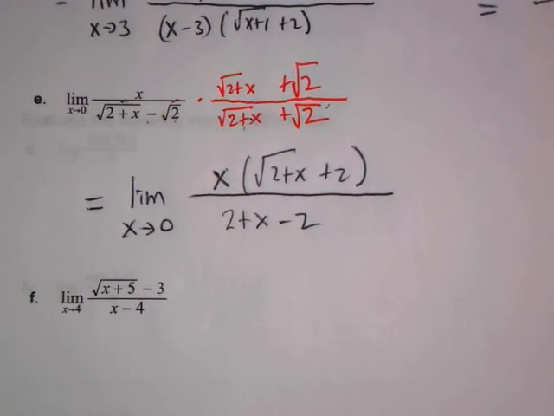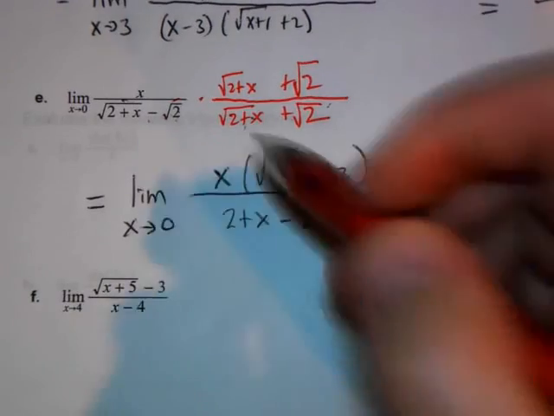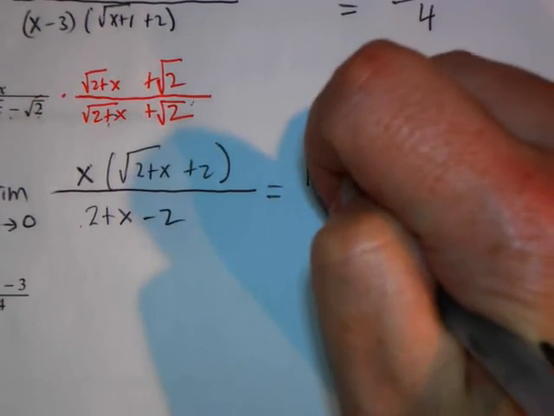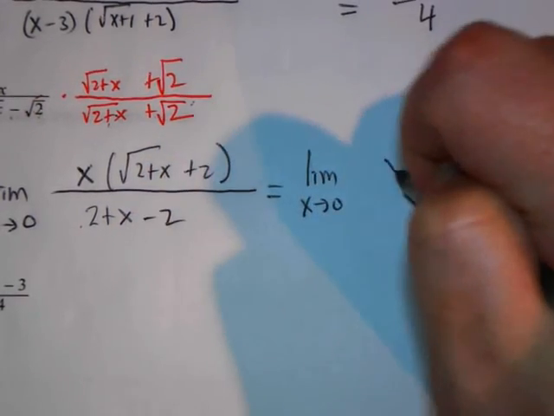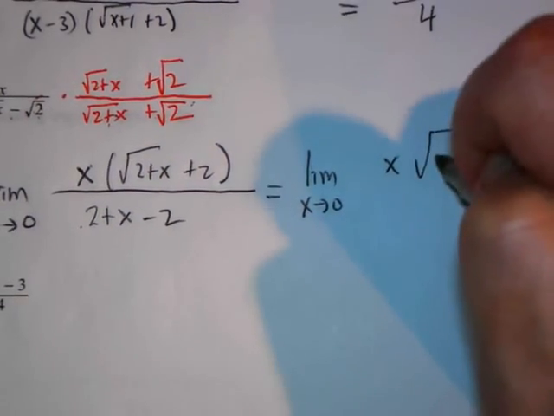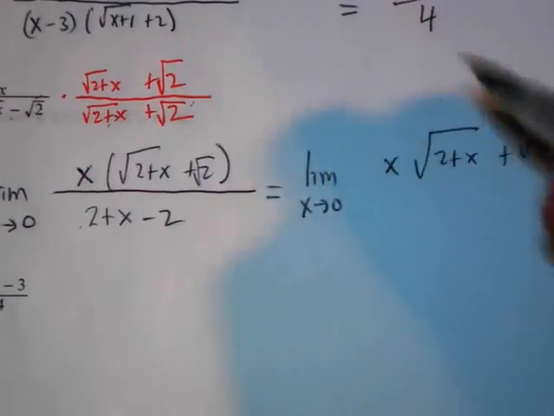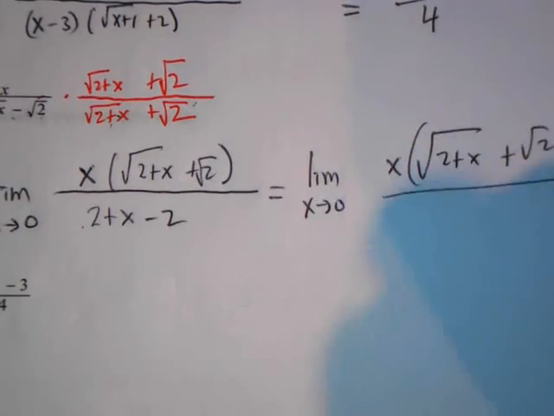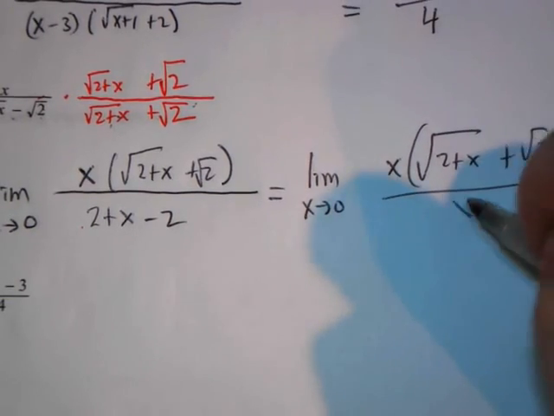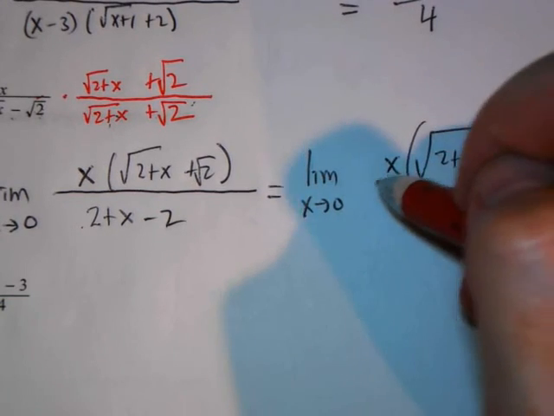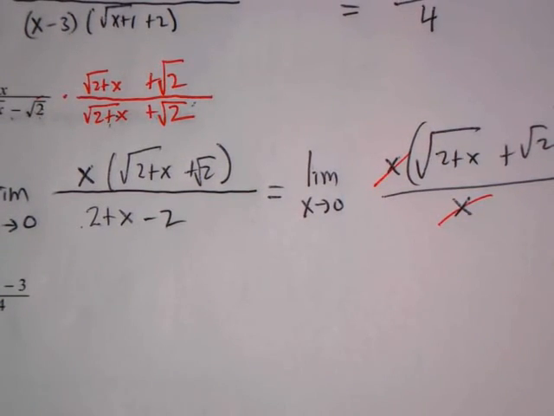Alright, again, some really nice things happen. I can simplify the bottom. Do it in 2 steps here, I guess. This becomes limit as x goes to 0 of x times square root of 2 plus x plus square root of 2. I forgot my square root there also. Divided by x, because the 2 and the negative 2 add up to 0. I can now reduce. I can reduce the x's. Those are gone. And now I think I can plug in 0.